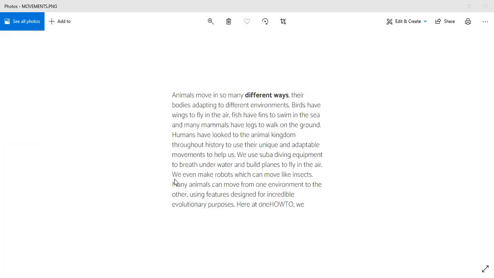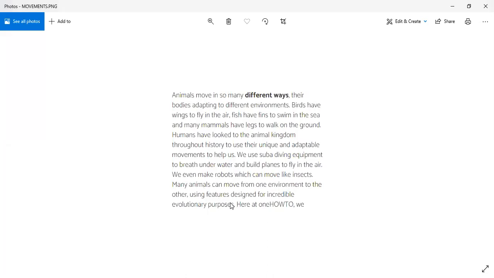Okay, read, Bani. We even make robots which can move like insects. Many animals can move from one environment to the other using features designed for incredible evolutionary purposes.